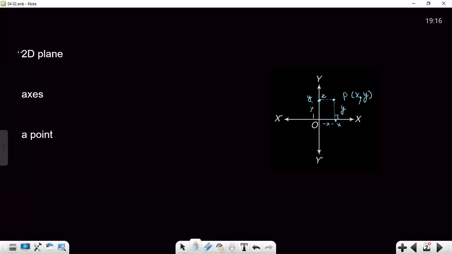So we have discussed what a 2D plane is. We have discussed axes. And mind the difference: axis is used for a single axis, and axes is the plural used for more than one axis. We have also discussed a point and how to locate that point.